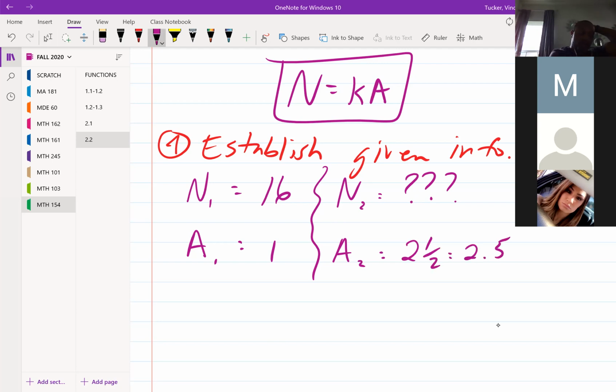All right, and this is how all of them will be set up. They will give you all of your first set of information, or your first relationship, the number of muffins and the amount of flour. 16 muffins is equal to 1 cup of flour. Then they will give you everything except for one piece of information, and then you will use the relationship to find that one piece of information.